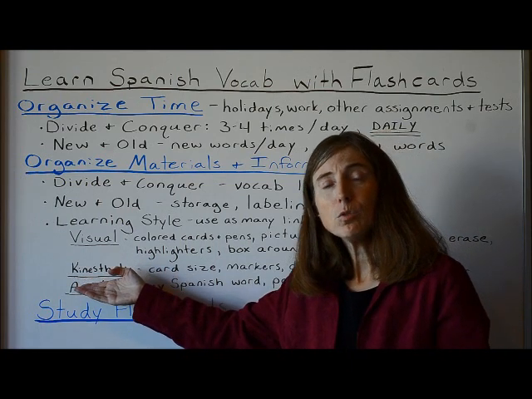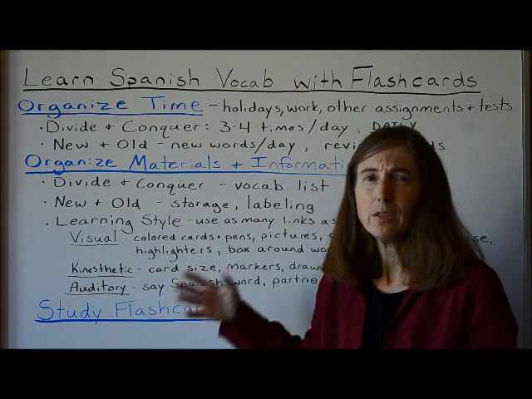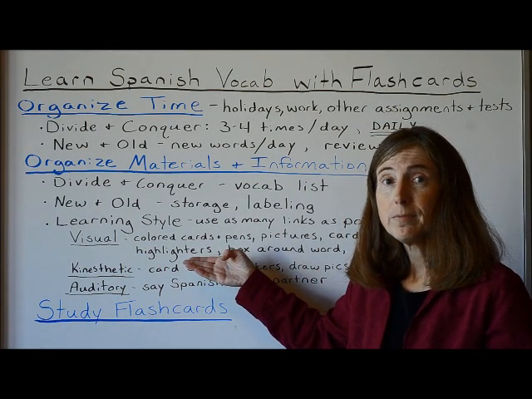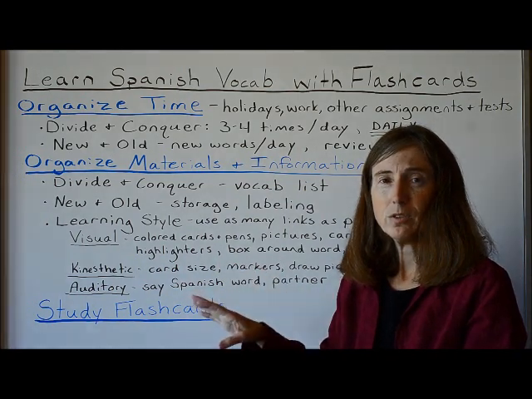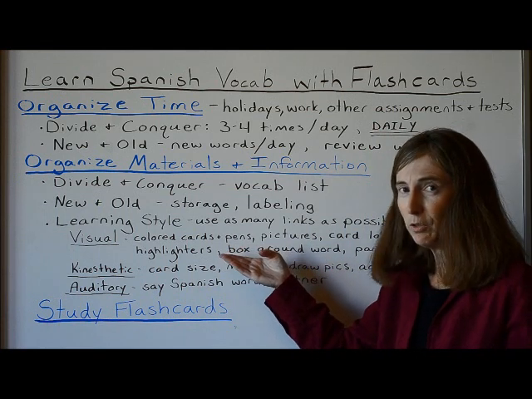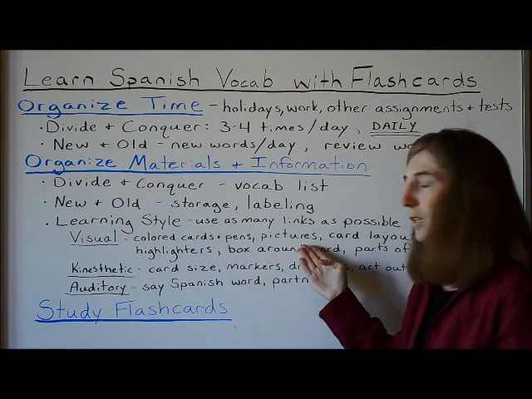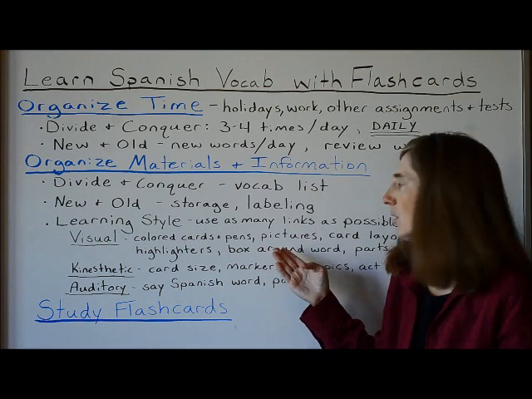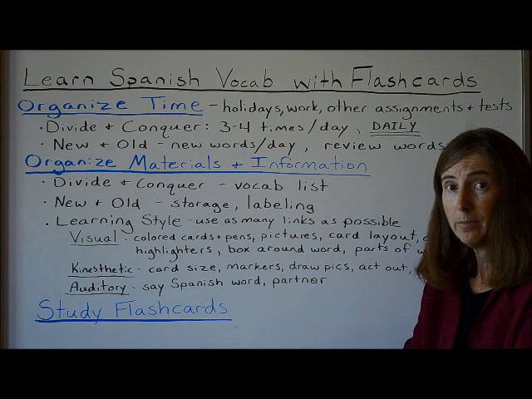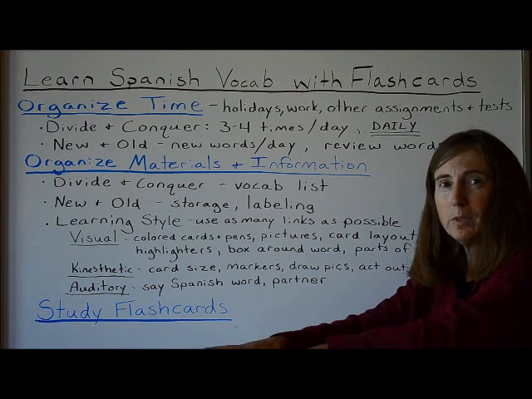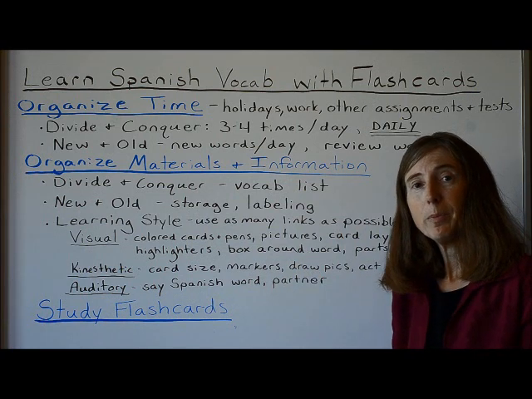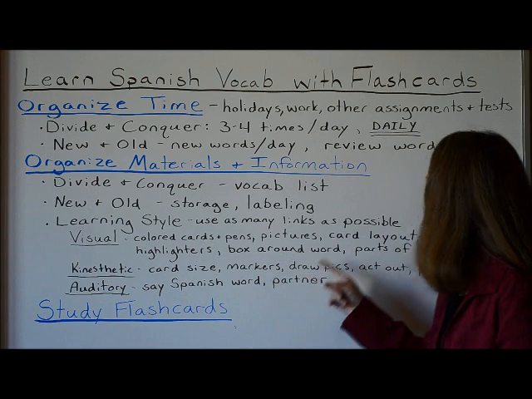So if you're primarily a visual learner, then when you're gathering together your materials to make your flashcards, you might want to use colored cards. You might want to identify the different parts of speech by different colored cards. And you might want to use different colored pens. You might want to use pictures on your cards. You might want to lay the cards out in a grid when you're studying them. And this might help you get a better visual picture of your vocabulary. You might be able to picture it in your head when you're on the test.